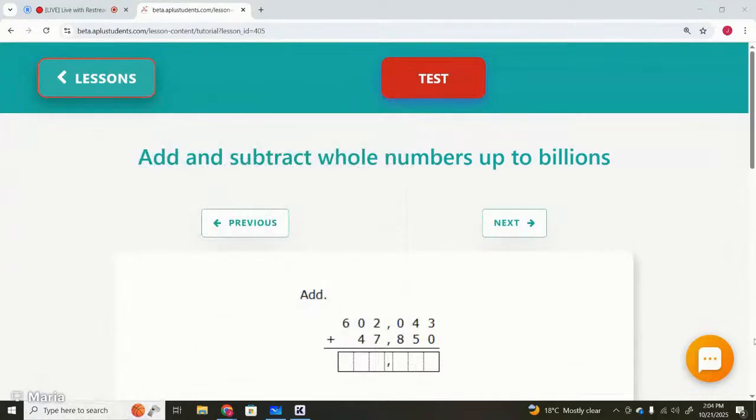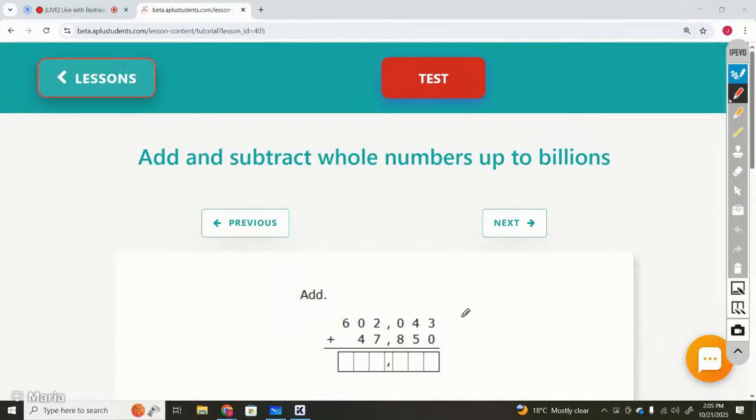Okay, so we're going to start adding. Whenever we start adding, we start with the rightmost digit. The rightmost digit is at the ones position. So you need to do 3 plus 0. 3 plus 0 is 3. Then you need to add the tens digit, then hundreds, then thousands, and ten thousands like this.